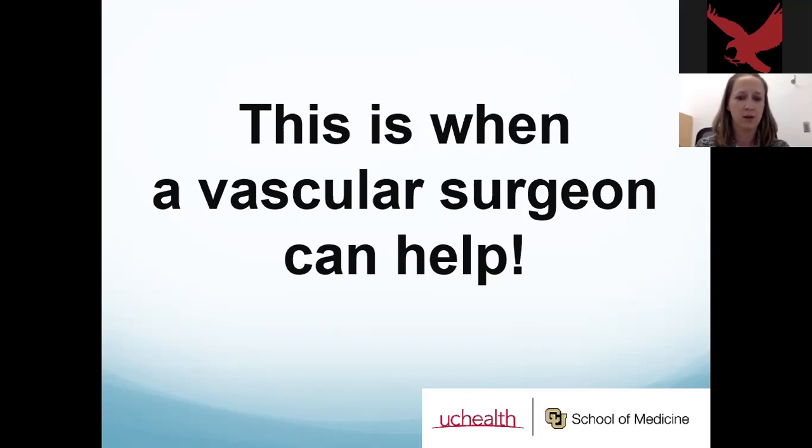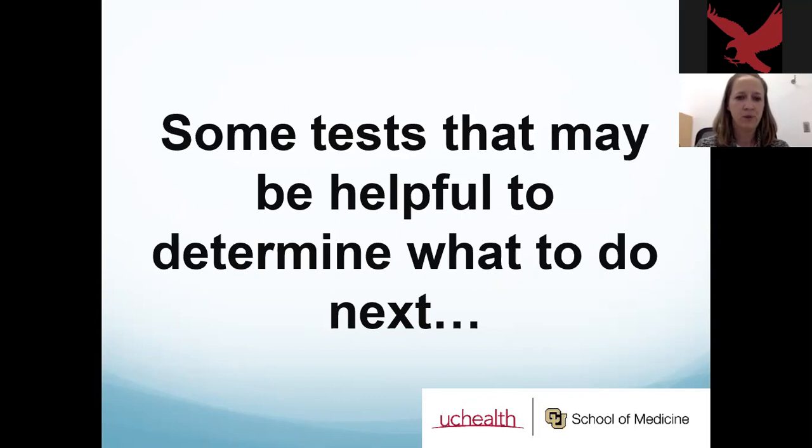So here are some things that I like to obtain to differentiate whether a patient has vascular disease, how severe it is, or if they even have it at all.